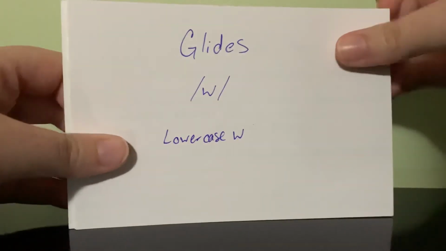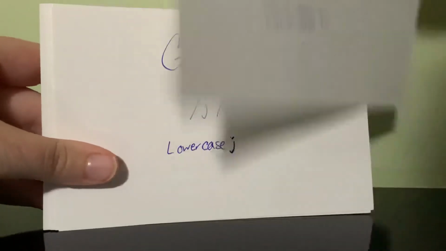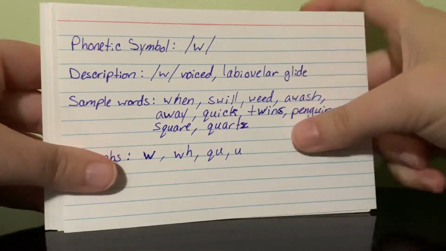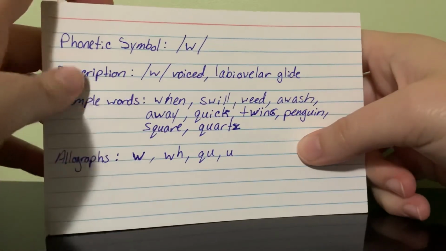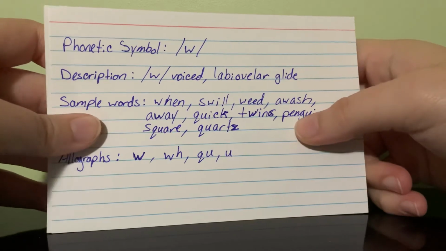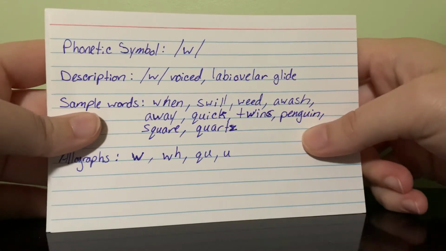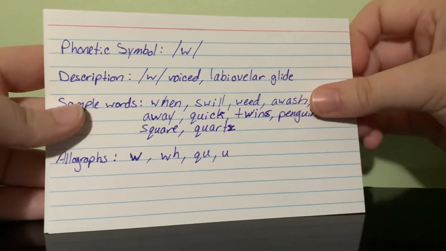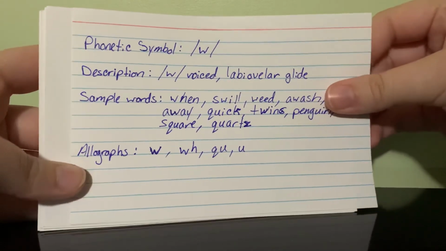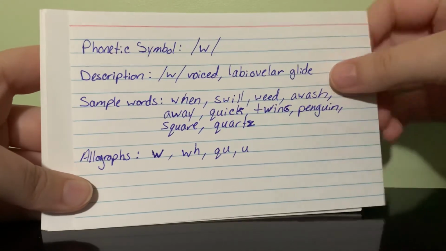On to glides, the lowercase w, which will be the w sound, voiced, a labial velar glide, in words such as win, swill, weed, twins, quartz. And then the allographs listed here at the bottom as what it could show up as in words.